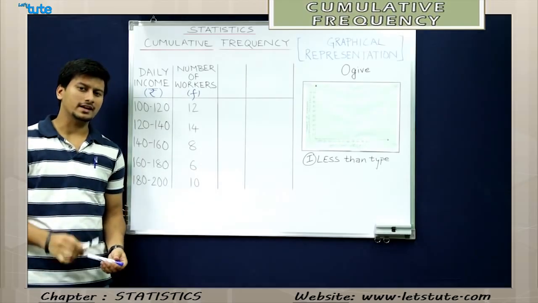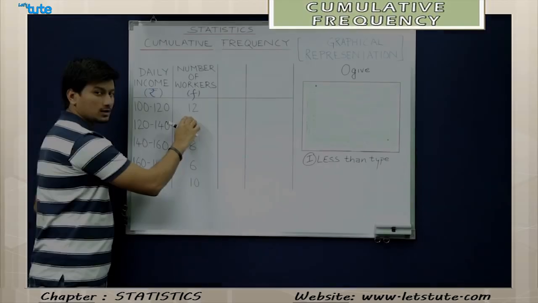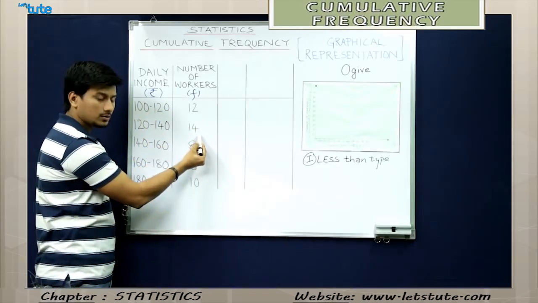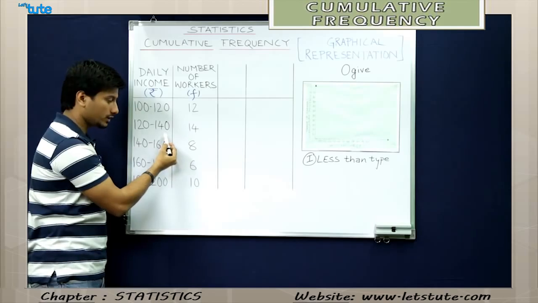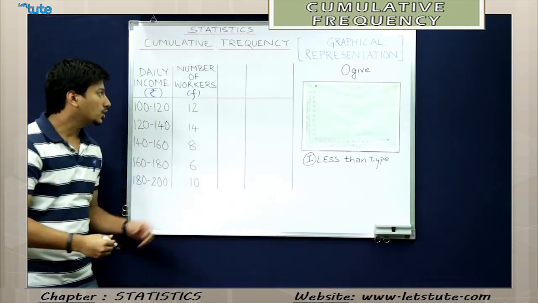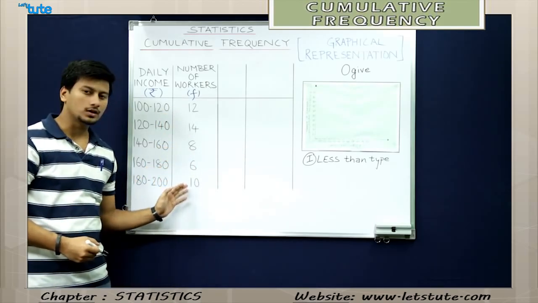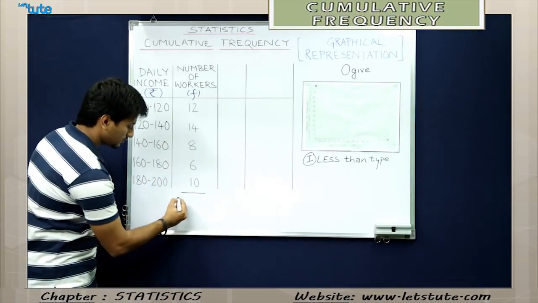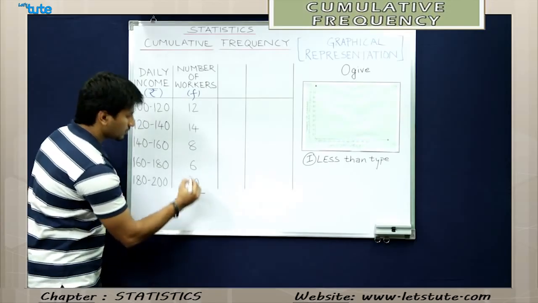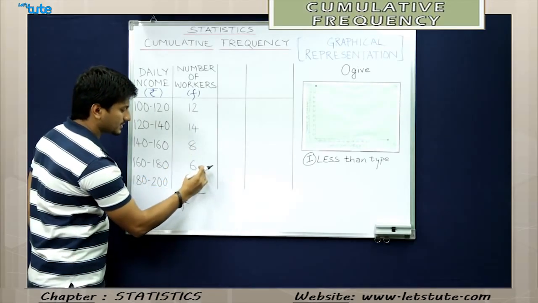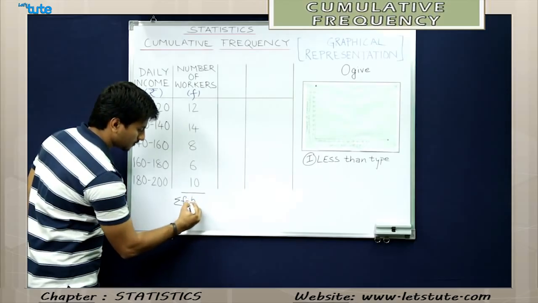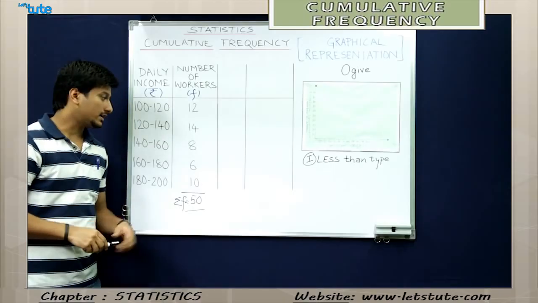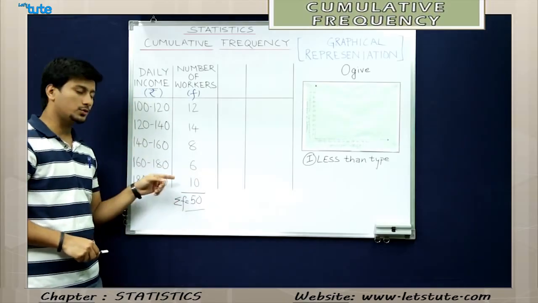Frequency is nothing but the rate at which something occurs. That means 12 workers have a daily income of 100 to 120 rupees, 14 workers have a daily income of 120 to 140 rupees, and so on. Now let us start by calculating the total of the frequency. The total frequency is denoted as sigma F. So 12 plus 14 plus 8 plus 6 plus 10 will give us 50. So this tells us that this is the frequency distribution.